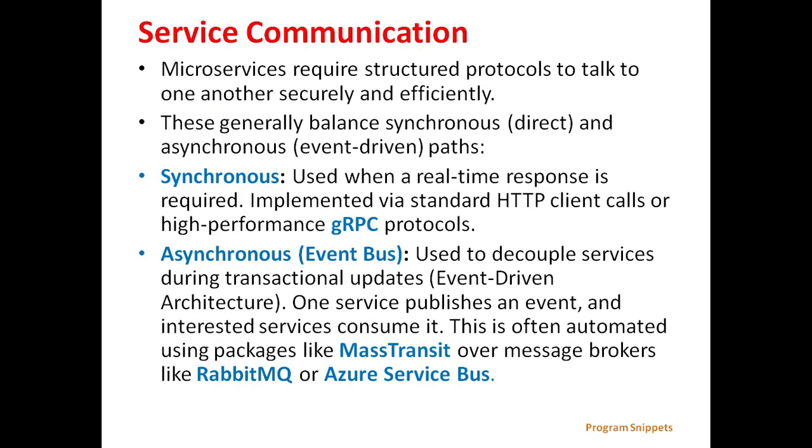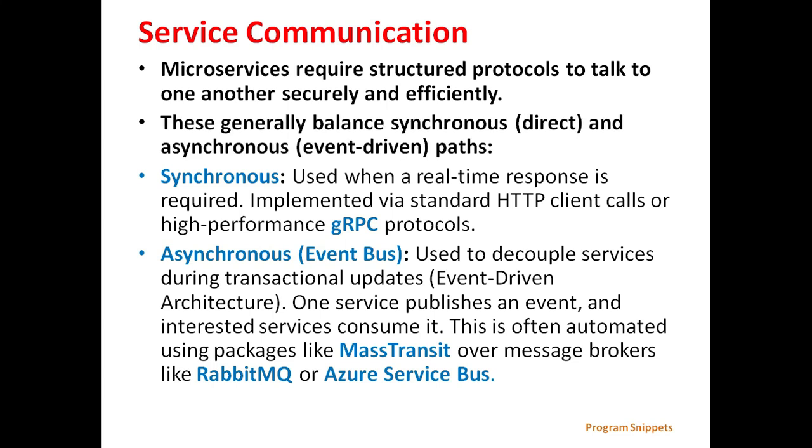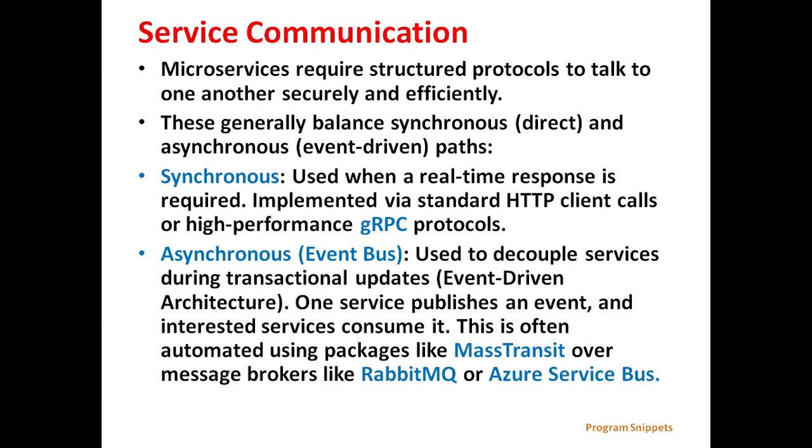Then service communication. Microservices require structured protocols to talk to one another securely and efficiently. These are generally balanced with synchronous and asynchronous paths. Synchronous path is used when a real-time response is required, which is implemented via standard HTTP client calls or high-performance gRPC protocols. And asynchronous path is used to decouple services during transactional updates. One service publishes an event and interested services consume it. This is often automated using packages like MassTransit over message brokers like RabbitMQ or Azure Service Bus.